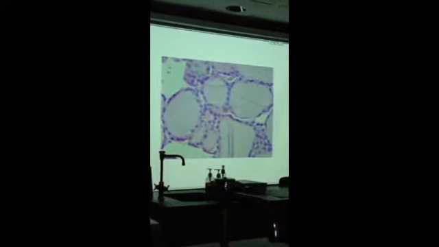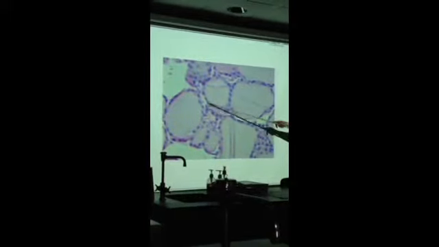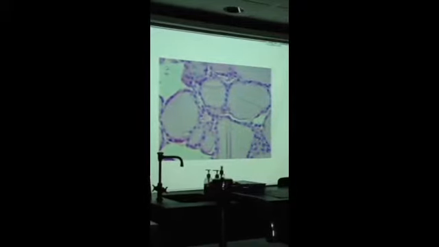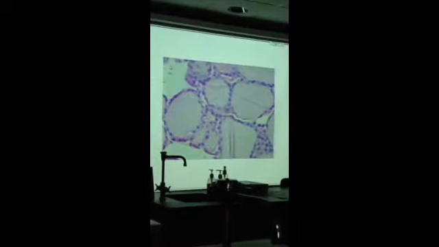Okay, so those two types of cells there. Parafollicular cells are in the tissue between the follicles, and the cells that make up the wall of the follicles are the follicle cells. Follicle cells produce T3 and T4. Parafollicular cells produce calcitonin. Any questions?